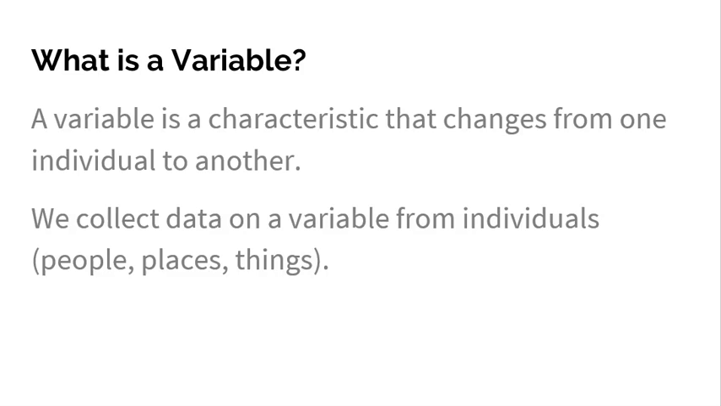So the definition is a variable is a characteristic that changes from one individual to another. So an individual is any thing, object, person, place that we collect data from. So we collect variables from individuals, and literally anything that you could collect from one of these individuals is considered to be a variable. Now, where does it get the name variable? Well, because typically the things that you collect vary from individual to individual.